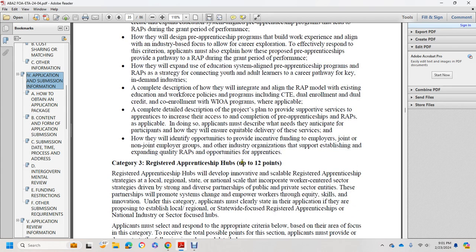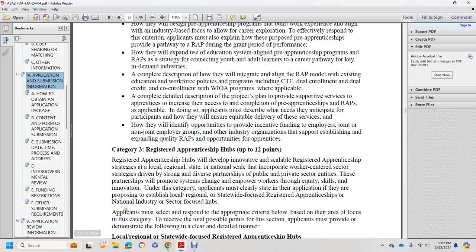Alright, Category 3, Registered Apprenticeship Hubs, up to 12 points. Registered Apprenticeship hubs develop an initiative for scaling Registered Apprenticeship strategies at the local, regional, state, and national level, incorporating sector strategies driven by strongly diverse partners from public and private sector entities. These partnerships promote system change and empower workers through equity and skills innovation. The applicant must clearly state if they are proposing to establish a local, regional, statewide focused, or national industry or sector-focused Registered Apprenticeship hub.